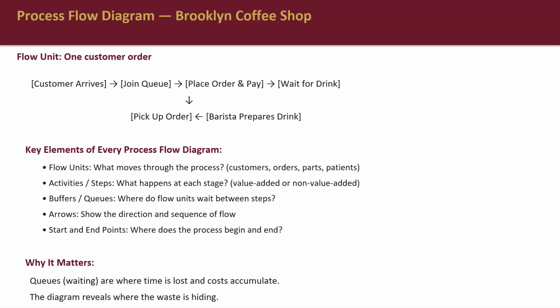Below the diagram, you will see the 5 elements every diagram needs. Flow units, what moves. Activities, what happens. Buffers or queues, where things wait. Arrows, the direction of flow. And clear start and end points.